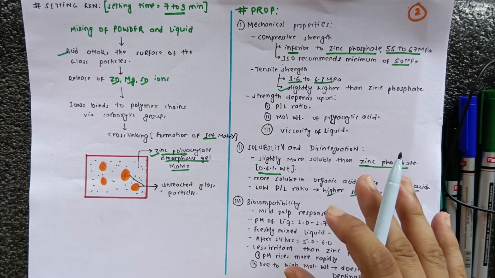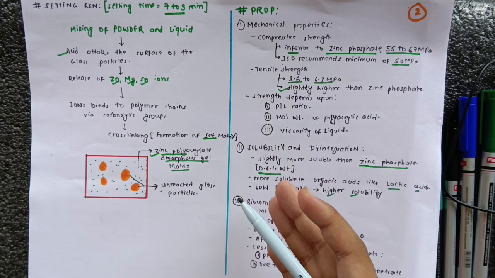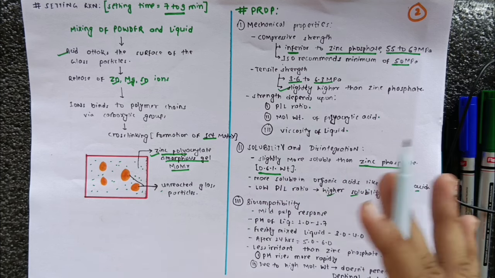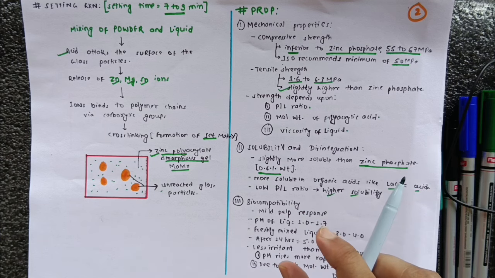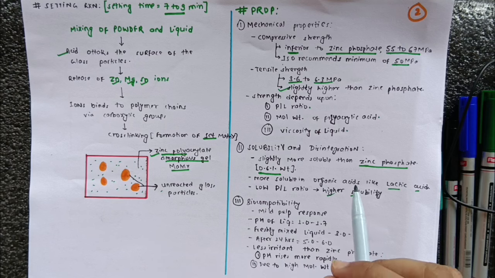So the pH of the zinc polycarboxylate would be rapidly neutralized in comparison to that of the zinc phosphate. Zinc phosphate has a moderate pulpal response, but here it is a mild pulpal response. That is the advantage of the zinc polycarboxylate. The pH of the zinc polycarboxylate is neutralized rapidly.